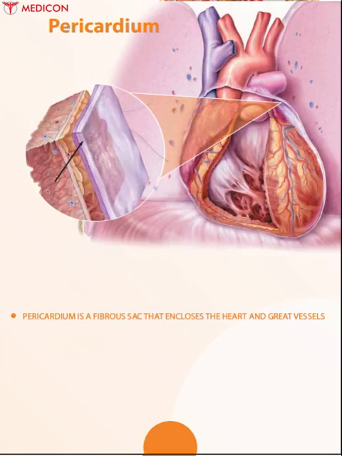Pericardium. Pericardium is a fibrous sac that encloses the heart and great vessels. This pericardium keeps the heart in a stable location in the mediastinum, facilitates its movements, and separates it from the lungs and other mediastinal structures. The pericardium also supports physiological cardiac functions.